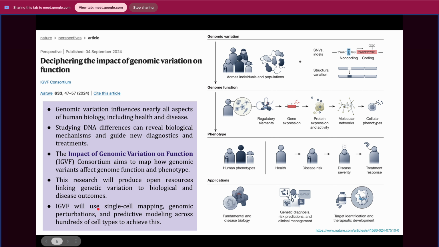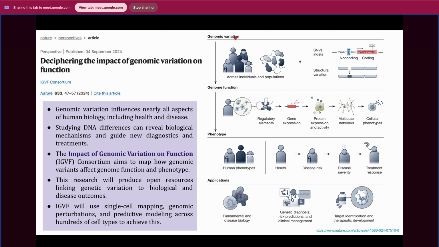In this, they are generally using the data of single cell mapping, genomic perturbations, and predictive modeling. The new thing which they have incorporated into their method is the predictive modeling. Other than the experimental evidences, they are also trying to predict, and then they are checking how much their predictions are right. With that, more and more predictions can be made across hundreds of cell types to achieve this.